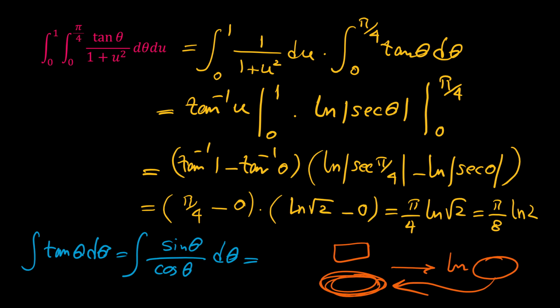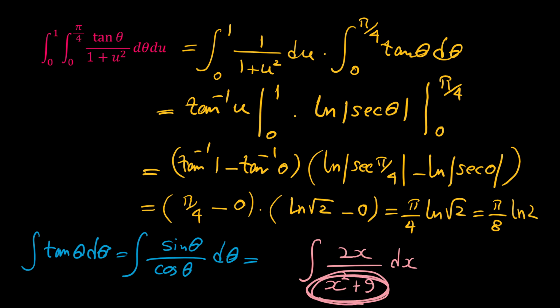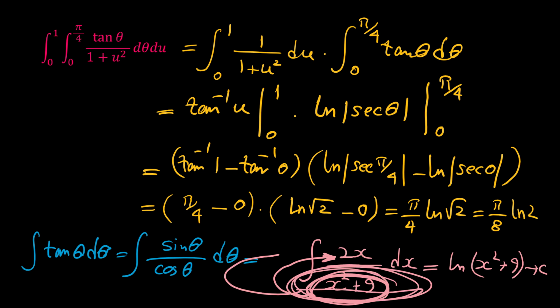Let me give you an example so you understand this technique better. For example, suppose you want to find the integral of 2x over x squared plus 9 dx. Easily you can see that the derivative of the expression in the denominator is exactly in the numerator. When we have something like this, the answer is ln of the denominator. You don't need to do any u substitution to find these types of integrals. So whenever the derivative of whatever is in the denominator is exactly in the numerator, the answer of that integral is ln of whatever is in the denominator.